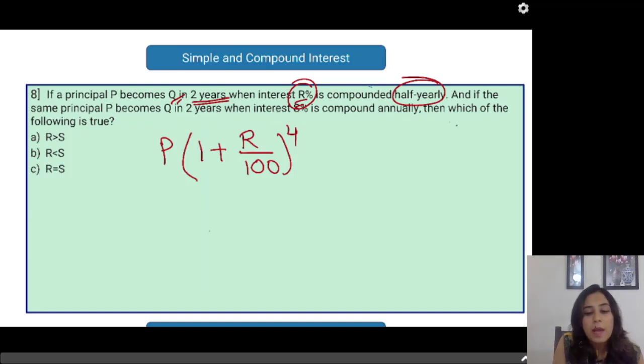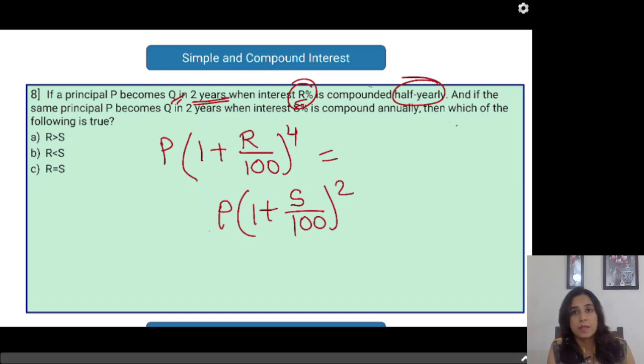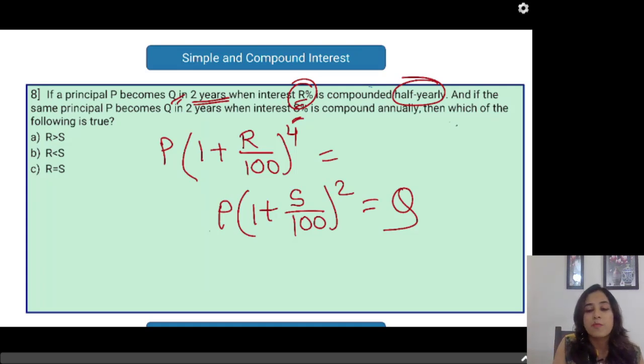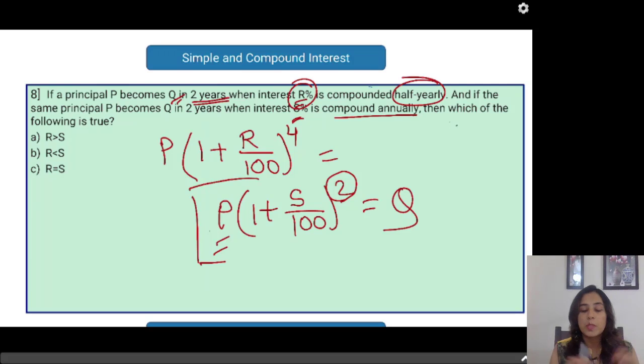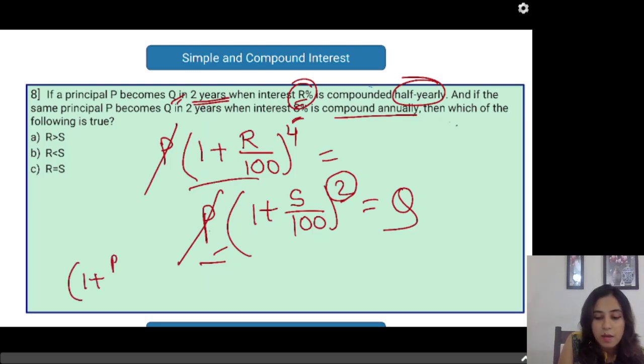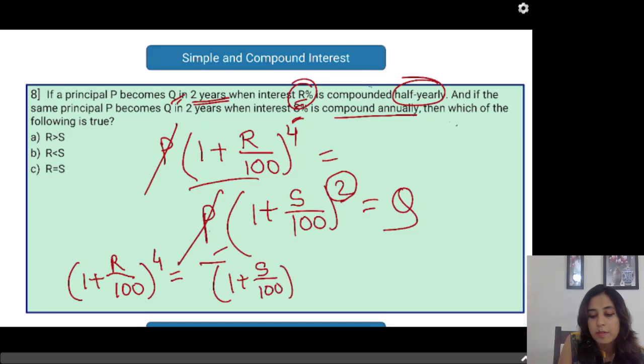because I have to compound it 4 times since it is semi-annual. And now it is given that this amount is equal to 1 plus s upon 100 the whole square. This amount is equal to Q when I am compounding it using S percent per annum. So when I compound it using R percent, then I have to do semi-annual compounding, hence I am compounding it by 4. And here I am squaring it because I have the rate of interest S, and it is compounded annually, and for 2 years this is the amount that I get, both equal to Q. So when I equate them, my P gets cancelled and I am left with 1 plus R upon 100 raised to the power 4 is equal to 1 plus S upon 100 the whole square.